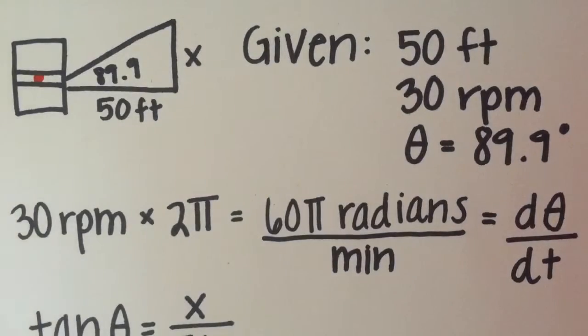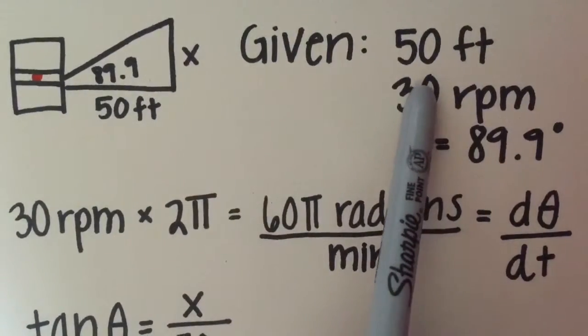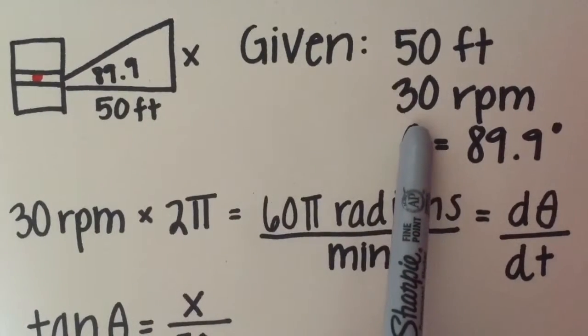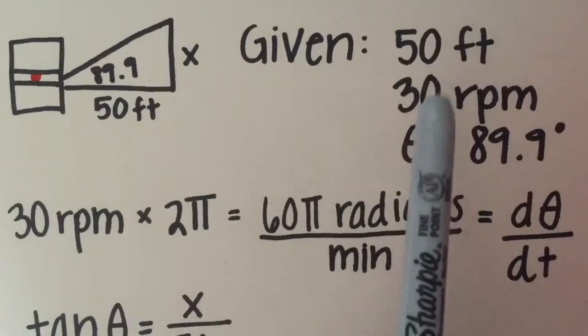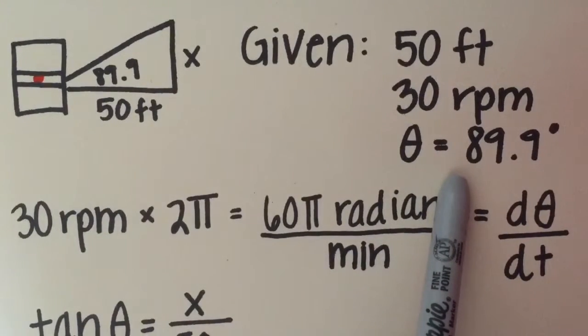To begin this problem, we look at what we're given. First, we know that the patrol car is parked 50 feet away from the building. We know that theta is rotating at 30 revolutions per minute, and we're trying to find how fast x is moving when theta equals 89.9 degrees.